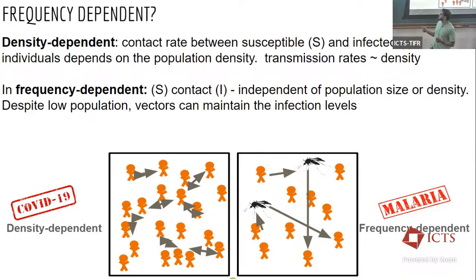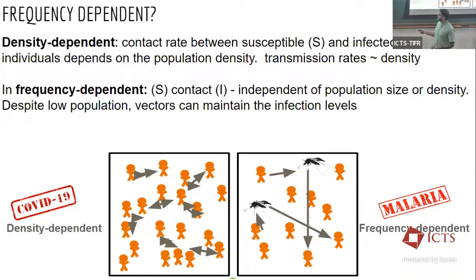One is density dependent, where the contact rate between susceptible and infected individuals is directly correlated with the density of the host. You remember the COVID parties that were happening? Why were those COVID parties worse for spreading COVID further? They were packing individuals in one small hall, they were partying, and it was spreading further. One infected individual could spread it to more people if more people are packed. And that's why we had social distancing.